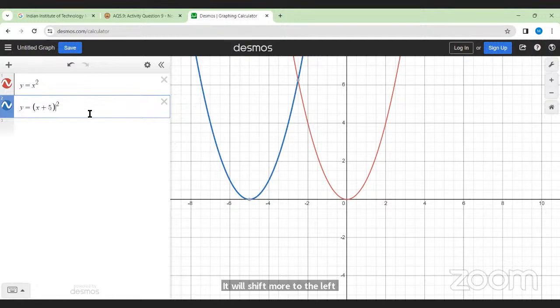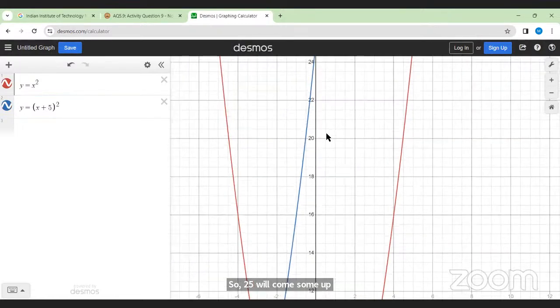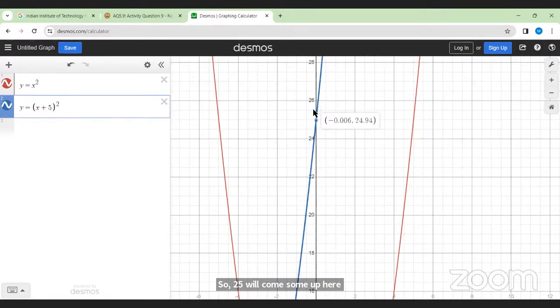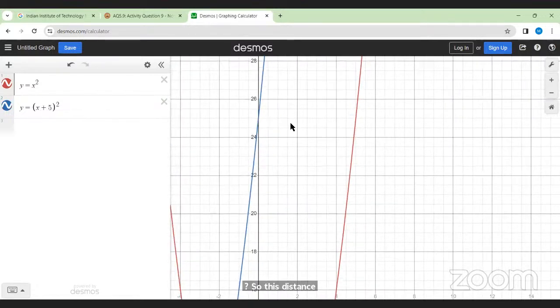Why is that happening? Just compute this value. At x equal to 0, this gives 0. But when x is equal to 0 here, y becomes 5 square, that is 25. So 25 will come up here, and this distance is traveled by the graph. So it is 5 units left.